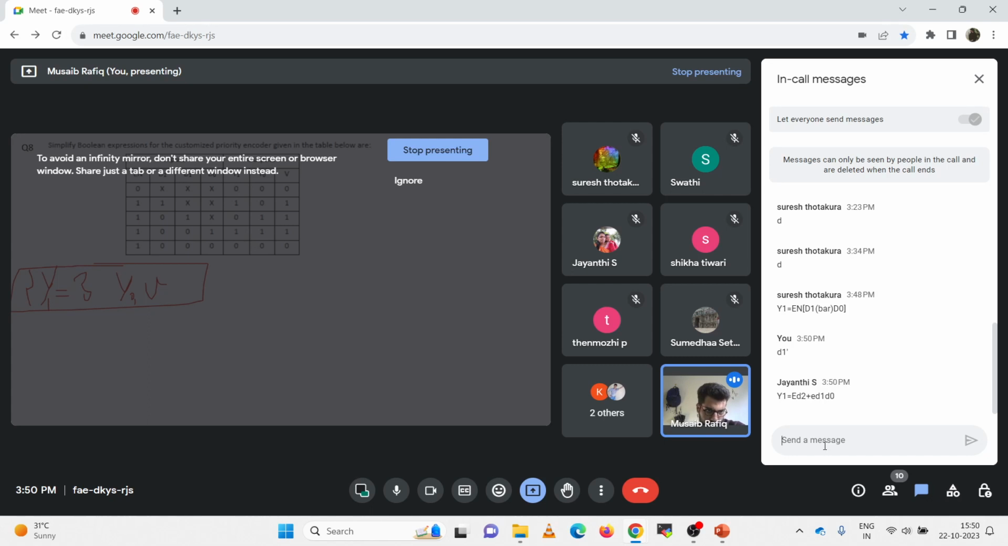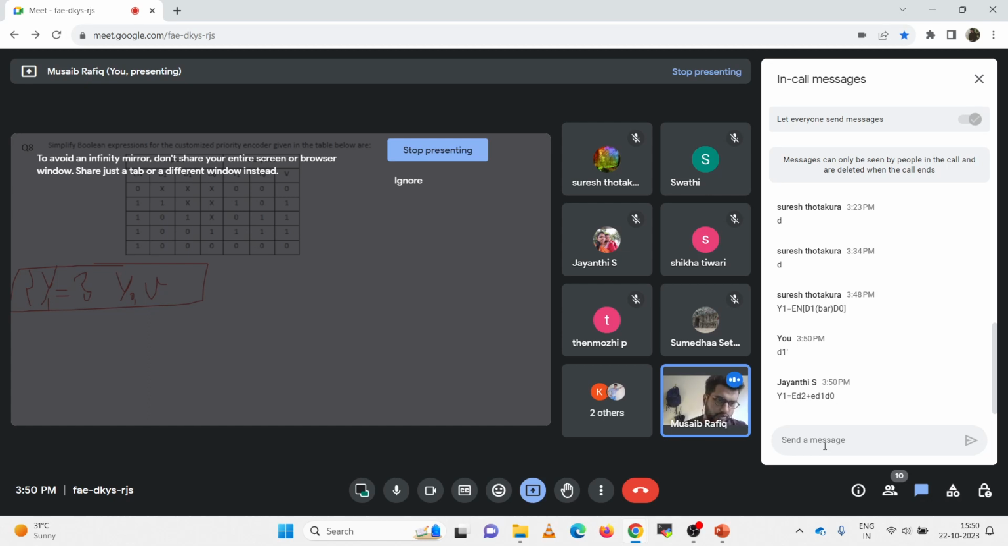So y1 is equal to e d2 d1 d0. So I think you are forgetting a complement on one term. Maybe check it once. So it should be e d2 plus e d1 bar d0.